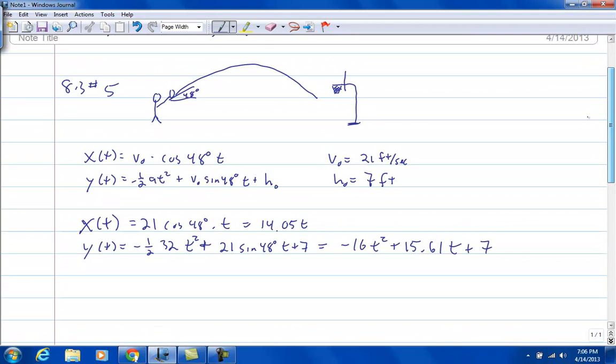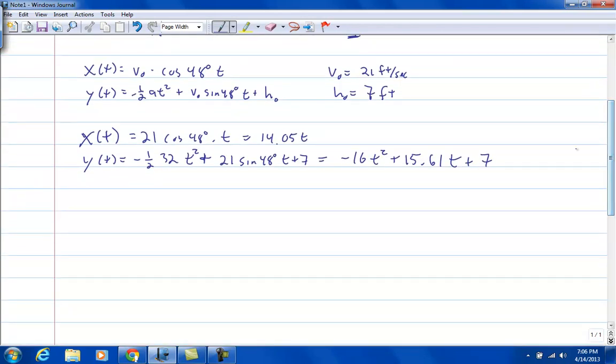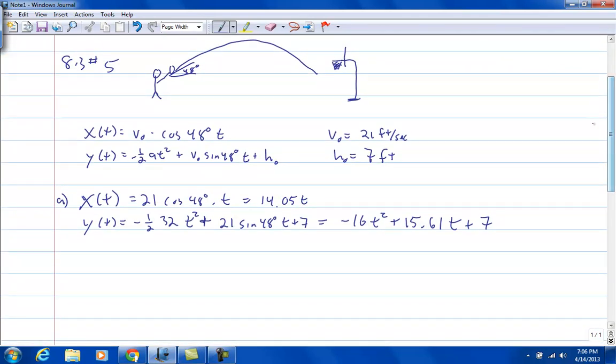And I've already kind of sketched the path of the ball. It's going to go up and come down. The last part of the question is, will it make the basket? Is it going to make the basket?